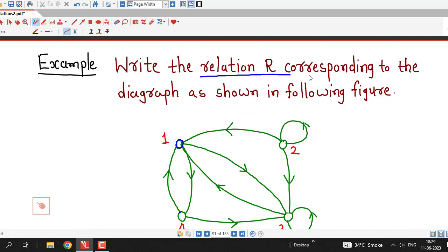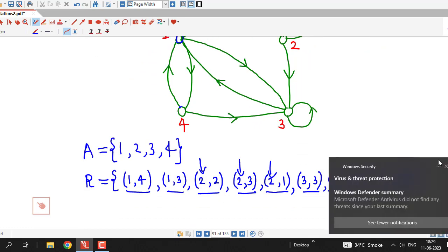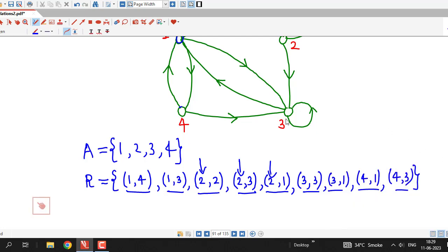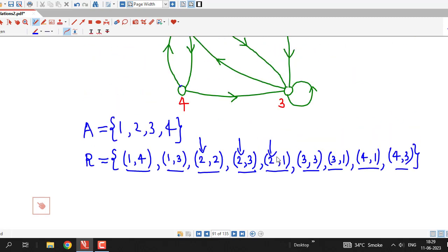Here we have to write the relation R corresponding to the given digraph, and we have written this relation R, which is the relation whose digraph is given here. So in this way we can easily sketch the digraph of the relation, and we can write down the relation from its digraph also. So this is all about this session.